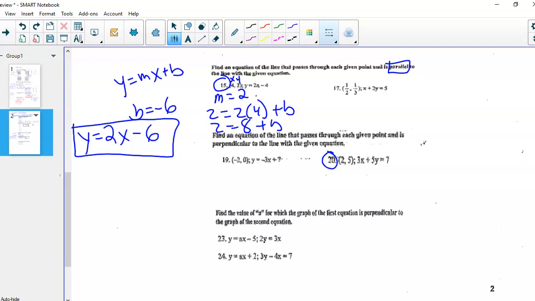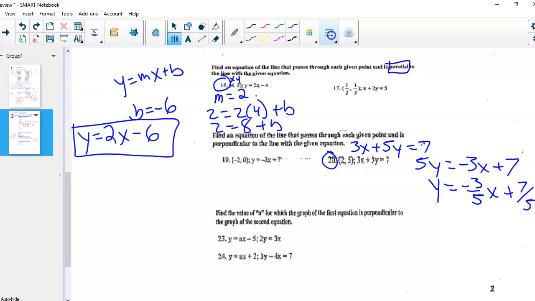But if you have these types of equations and it's not solved for y, or if it's not in slope-intercept form, you have to do that first, no matter which type it is. So for this equation, how would we solve this for y or get it back into slope-intercept form? Subtract 3x from both sides. So 5y equals negative 3x plus 7. And then divide each by 5. So y equals negative 3/5 x plus 7/5.